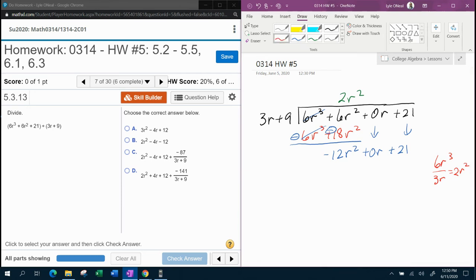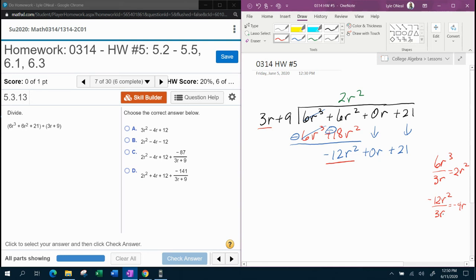Okay, so what does that mean? It means now we're going to take this first term and divide it by 3r, just like we did before. It's like going around the merry-go-round again, okay? Next time around, negative 12r squared divided by 3r, and that's going to get the next term of the quotient. So that's going to be negative 4r. Negative 12 divided by 3 is negative 4.